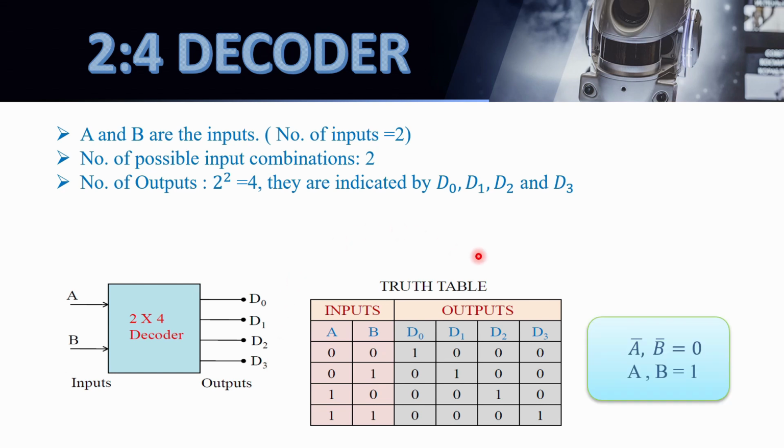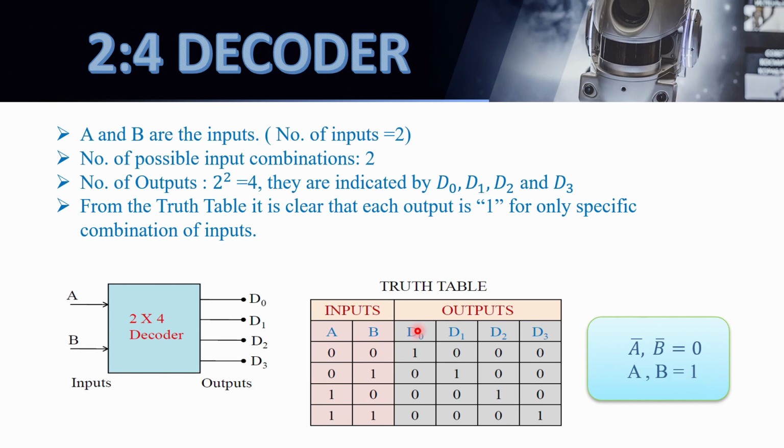As you can see in the truth table, A bar and B bar give you 0, and A and B give you 1. If we substitute in this truth table, 0, 0 is the binary value of 0, so D0 will be 1. 0, 1 is the binary value of 1, so D1 will be 1. 1, 0 is the binary value of 2, so D2 will be 1. And 1, 1 is the binary value of 3, so D3 will be 1, and the rest are 0.